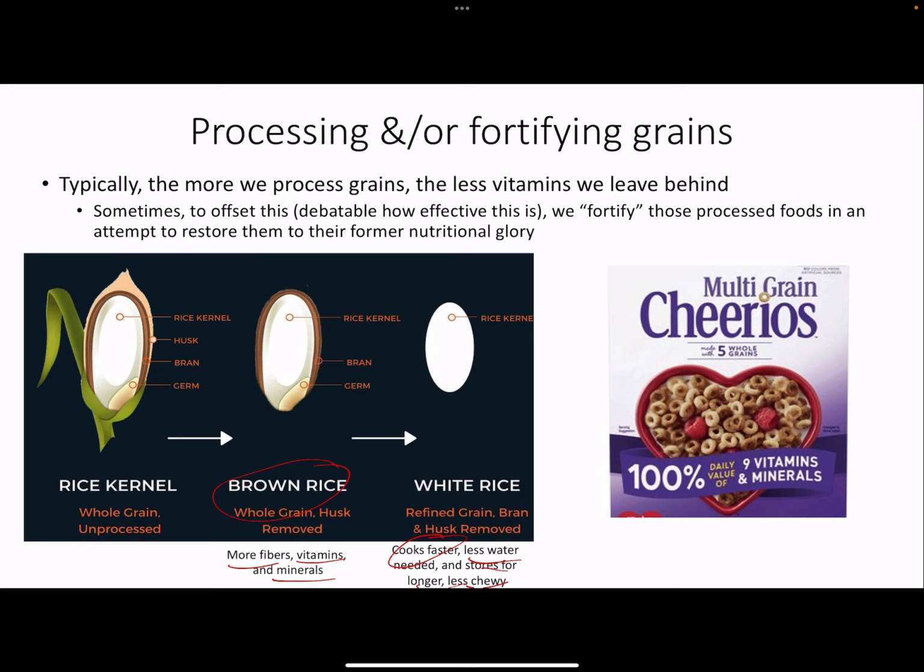So to offset this, cereals and whatnot are artificially imbued with extra vitamins. So we would call these fortified foods.